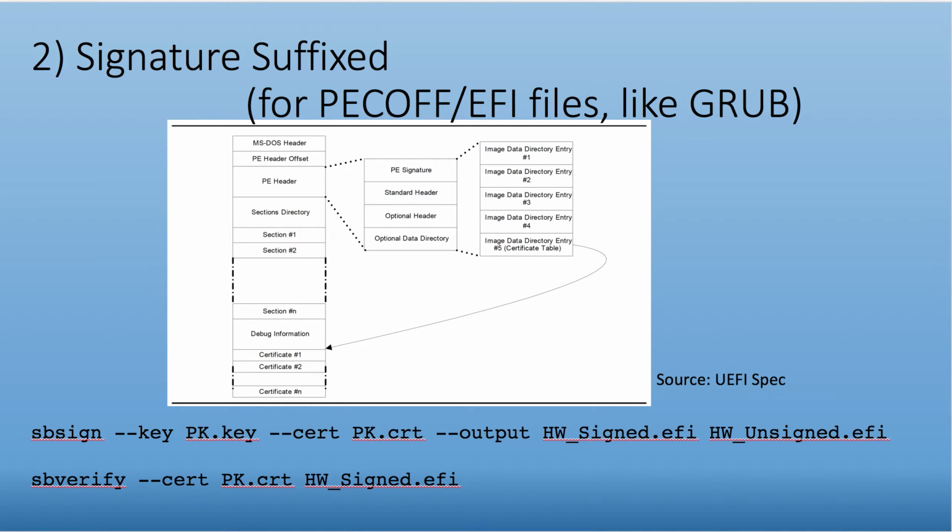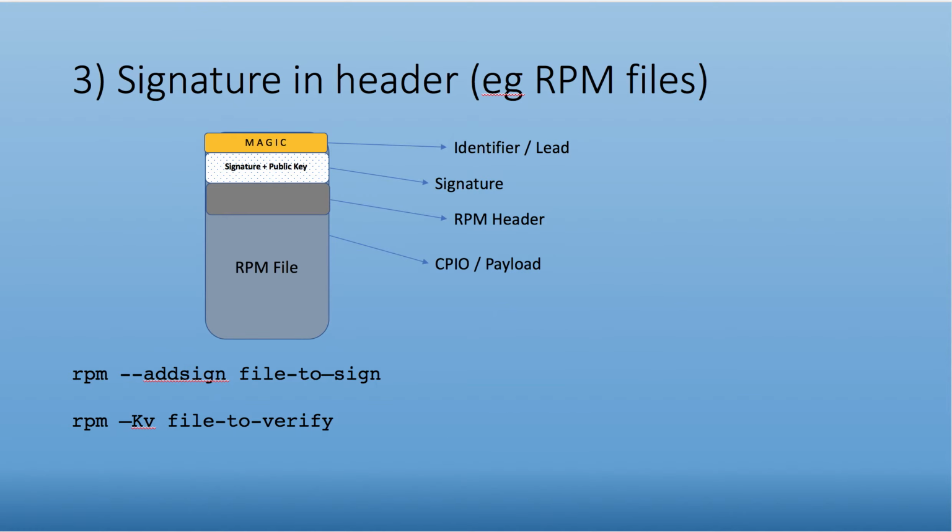All right, proceeding further. So we saw a signature enveloped, a signature appended to the end of the file. Now there are cases where the signature could be inserted in the beginning or somewhere in the middle of the file. So these are the cases, for example, RPMs. So in case of RPM, a signature is inserted. So in an RPM, typically there is an RPM identifier or a lead which contains some sort of a magic which is used by tools to figure out what type of file it is. So after the magic, a signature field exists, which is optional, followed by the RPM header.